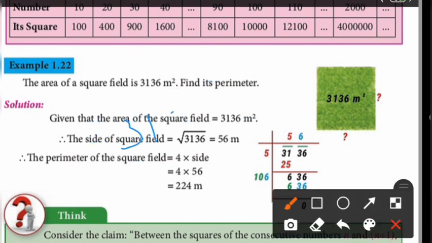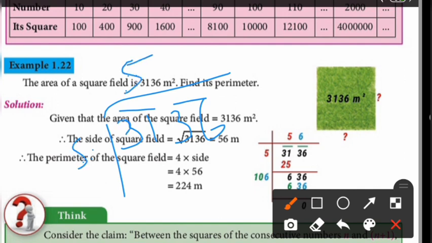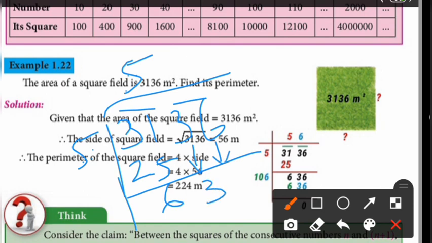3, 1, 3, 6. Here make a period. These two pairs. And then 2 2s are 4, 3 3s are 9, 4 4s are 16, 5 5s are 25. Here 31 is there, so 25. 5 5s are 25. What is the remainder? 6. 6 is the remainder.